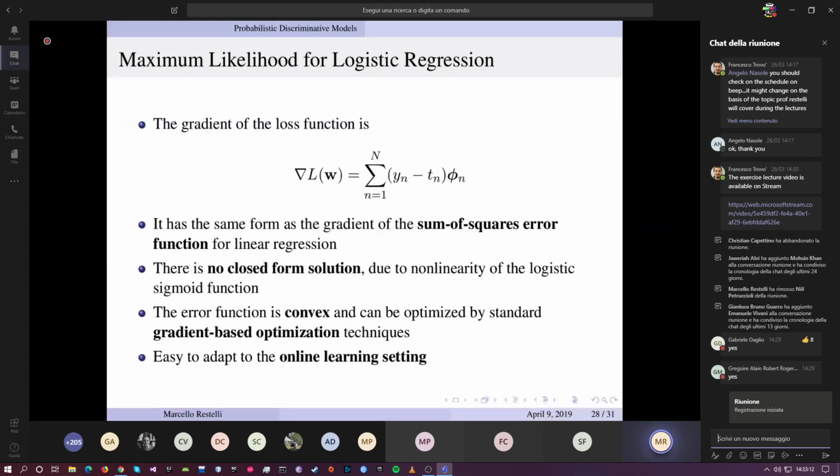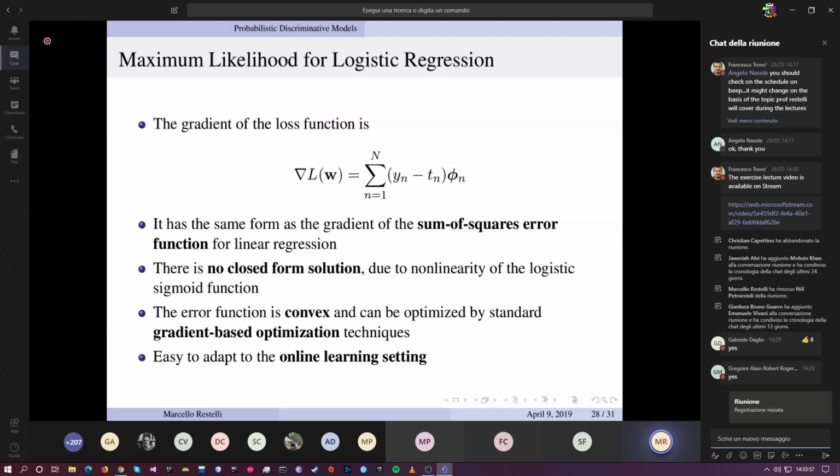The gradient has a familiar shape because it is very similar to the gradient in linear regression. You have the summation over all the samples of the error, the difference between the model prediction and the true output, which in this binary classification problem, being a Tn, can be 0 or 1, multiplied by the vector of the features associated to the example n. This is how you can compute the gradient of the loss function, and in this way you can find the parameters that maximize the likelihood. Good.